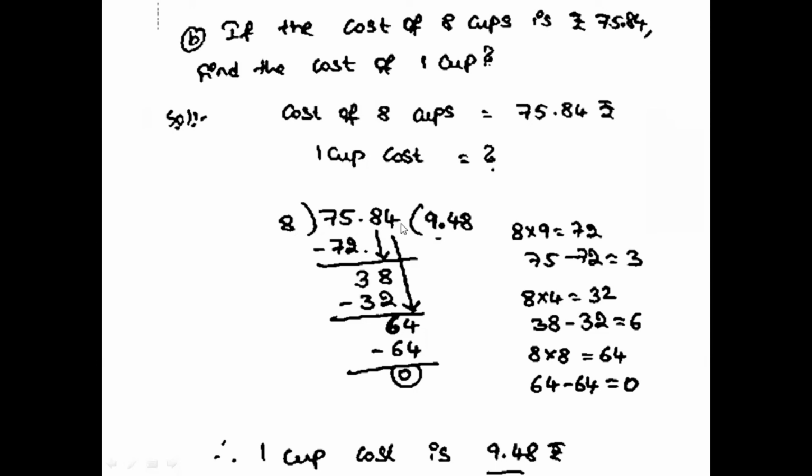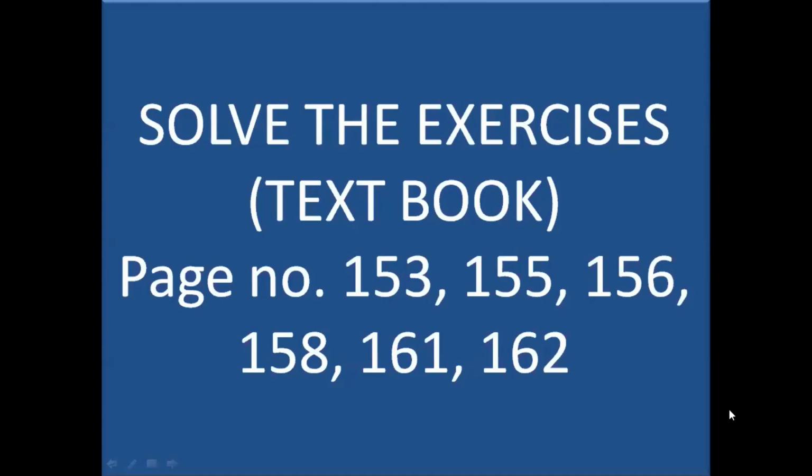After that we should bring 8 down. Now 4 eights are 32. 38 minus 32, the difference is 6. Then 4 down, now 64. 8 eights are 64. 64 minus 64, the difference is 0. Therefore, the cost of 1 cup is 9.48 rupees. Solve the exercises. Textbook, page numbers 153, 155, 156, 158, 161, 162.